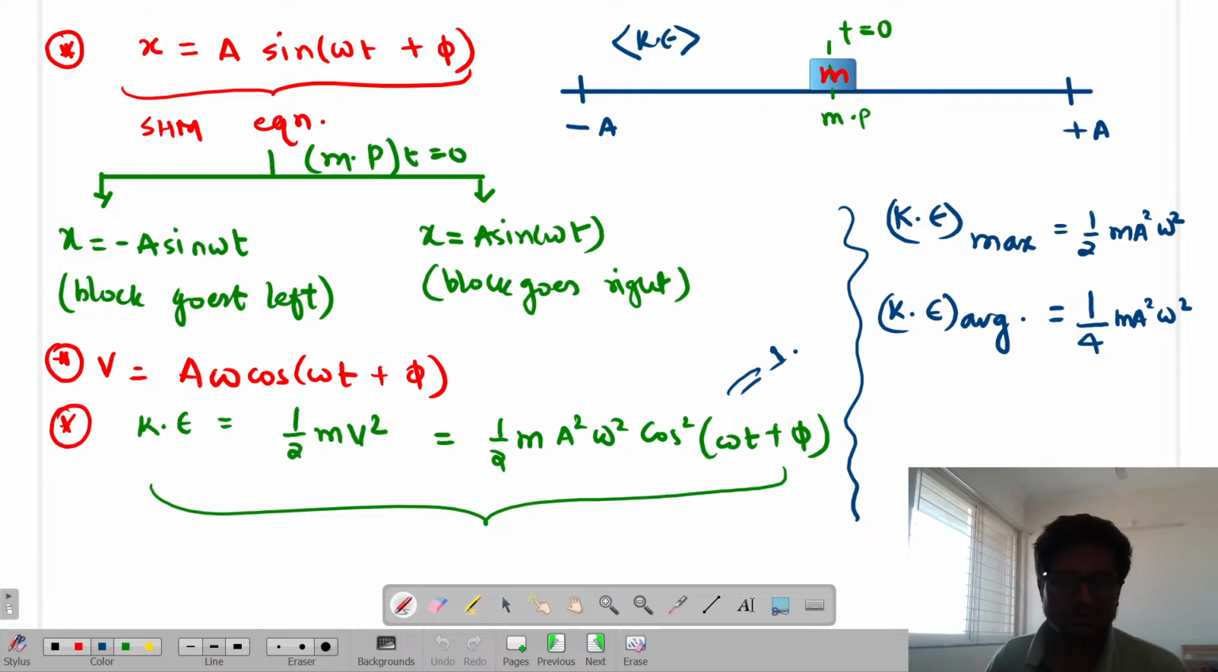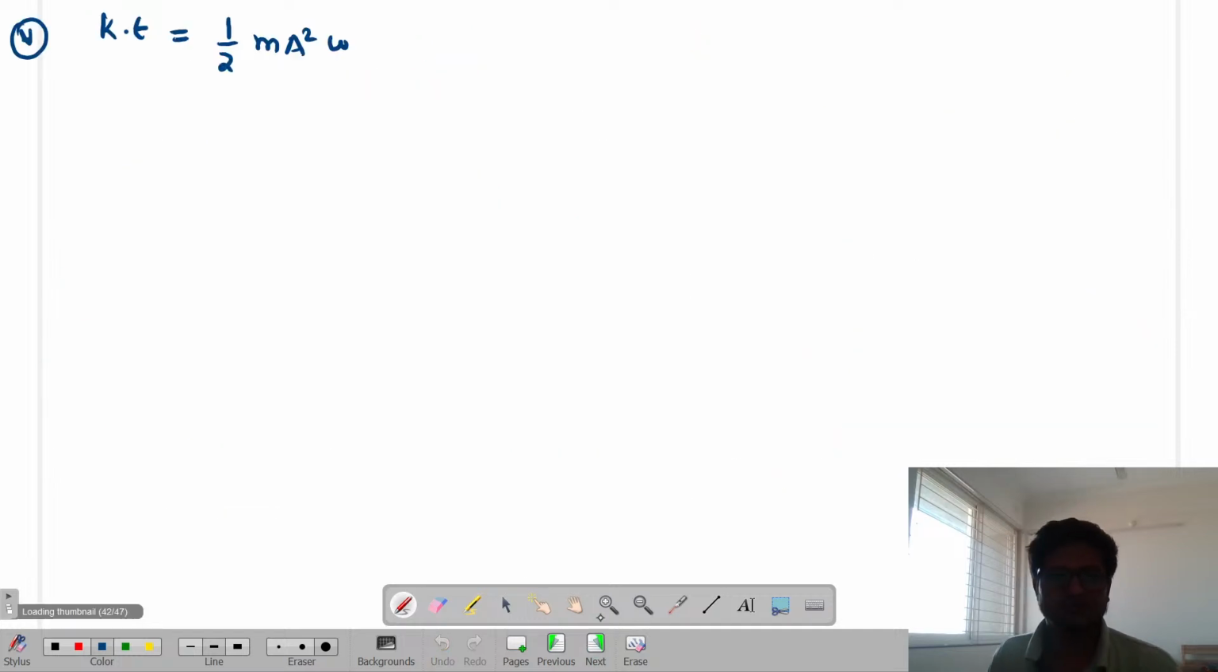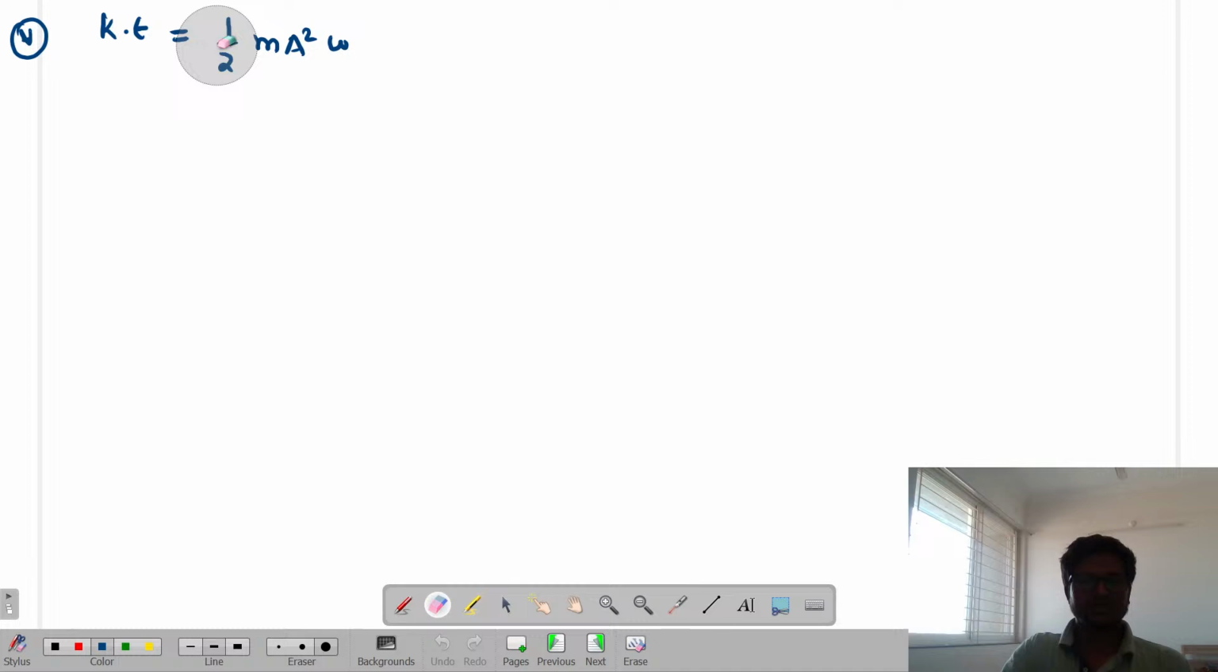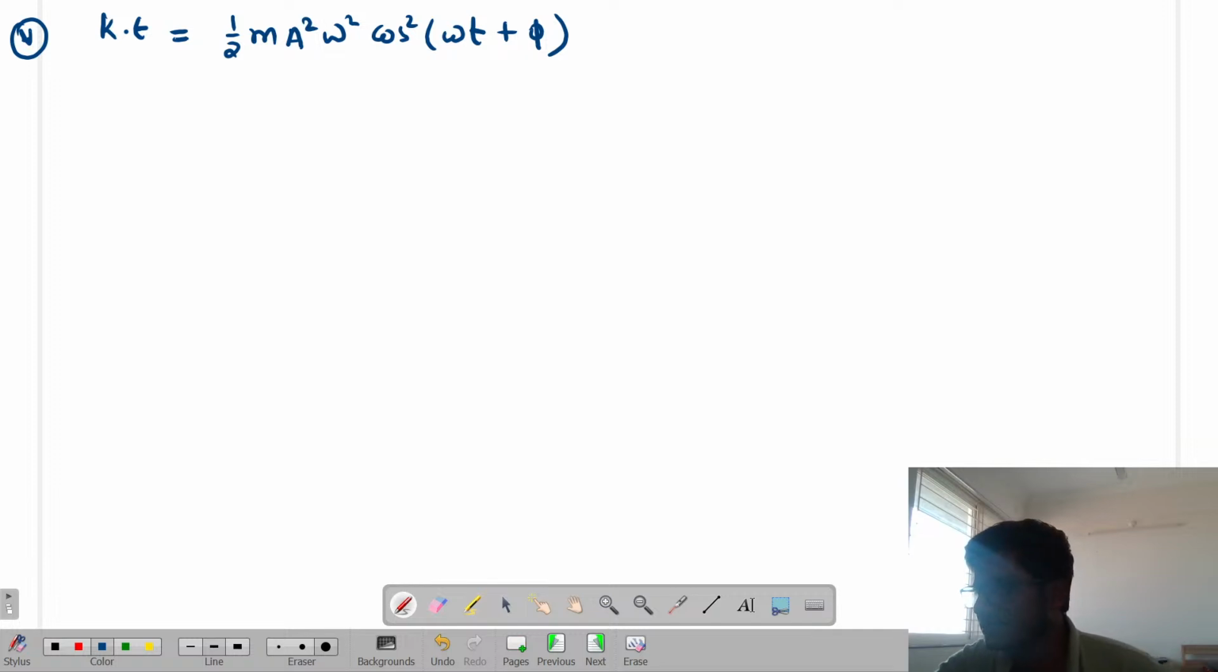Okay, now look over here. So right now, if I just consider, this kinetic energy has two forms. The first is the time variation form, where the kinetic energy is written as half m a square omega square cos square (omega t plus phi). This is my first formula of kinetic energy, isn't it?